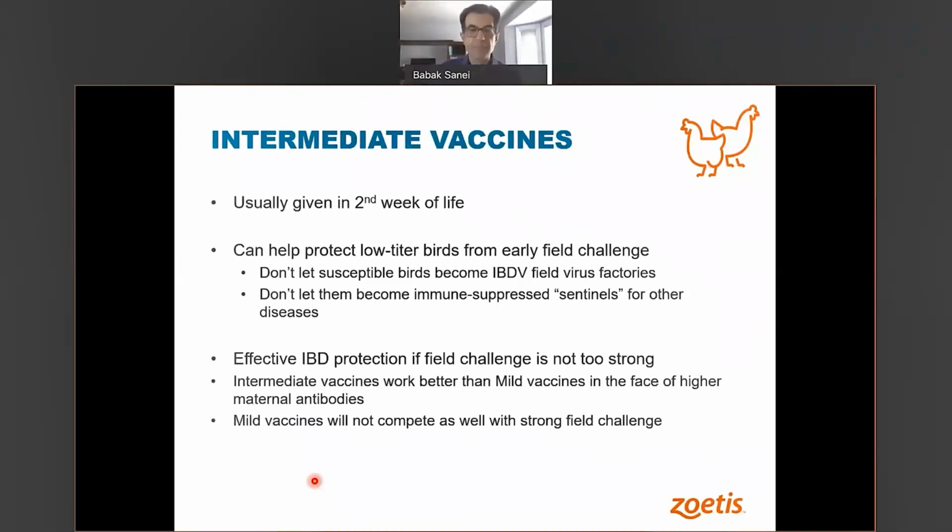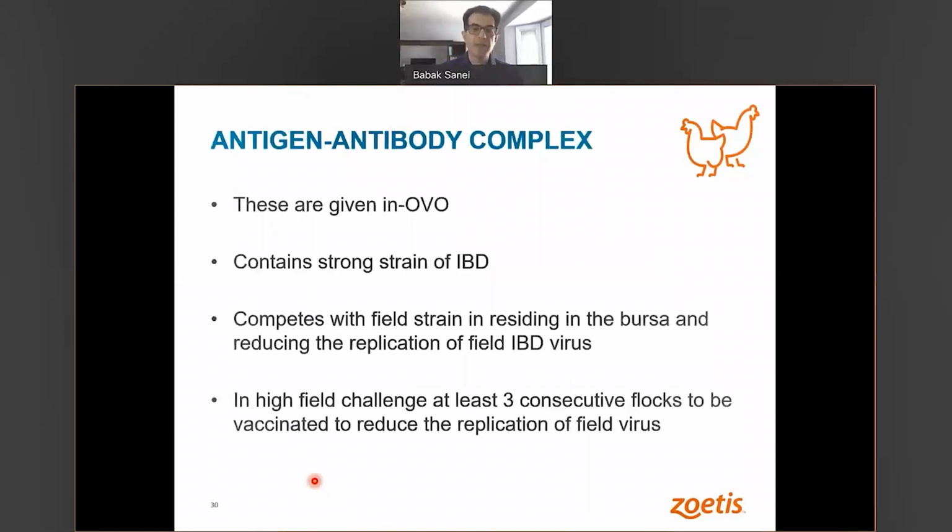And then this one is probably the strongest live vaccines out there, antigen antibody complex. These are given in ovo vaccination with your Marek's vaccine at the hatchery. They are strong live vaccines. The live vaccines will go and compete with your field wild challenge of IBD.